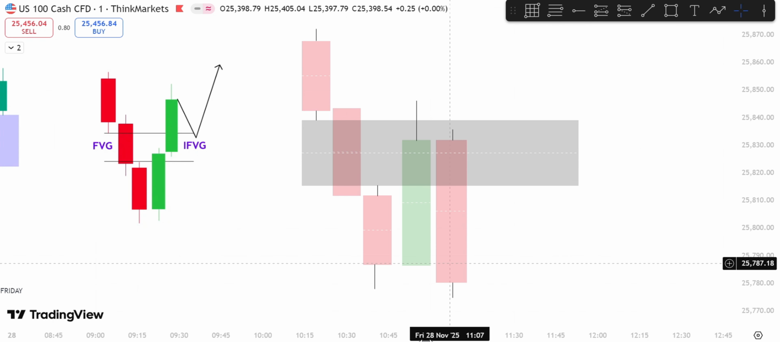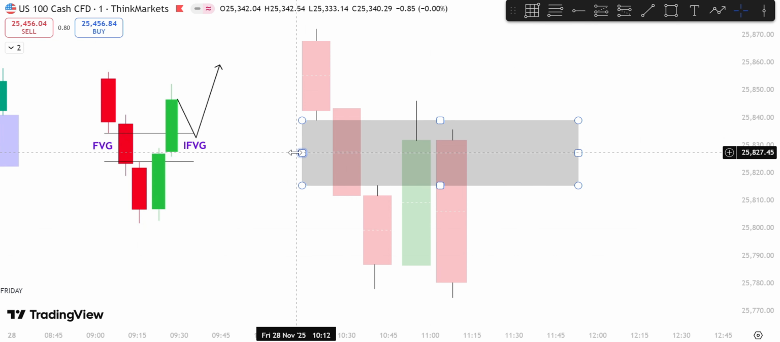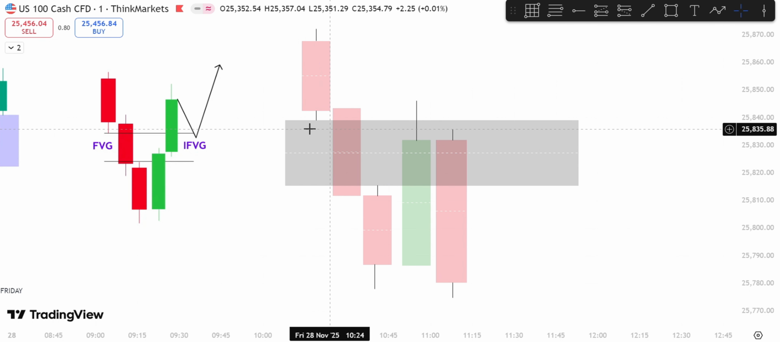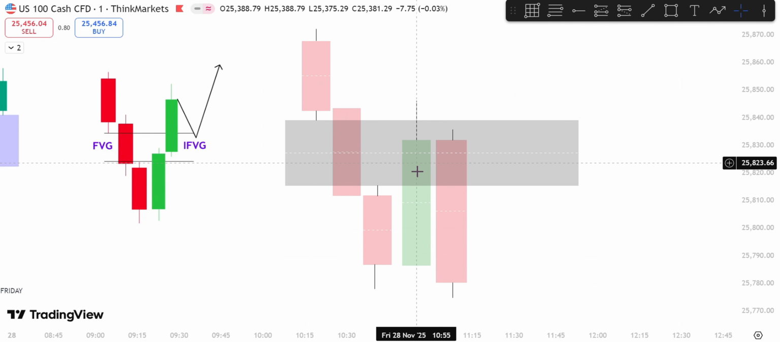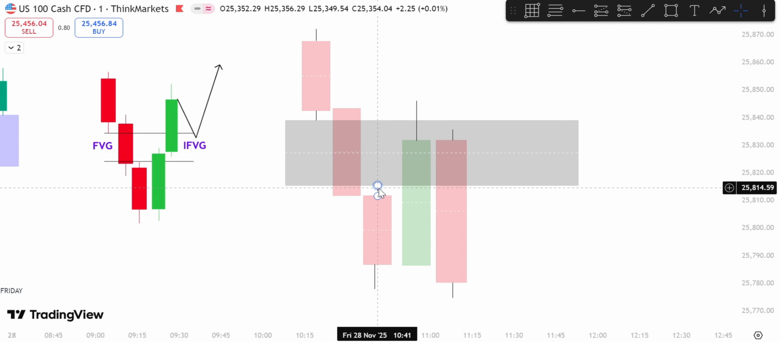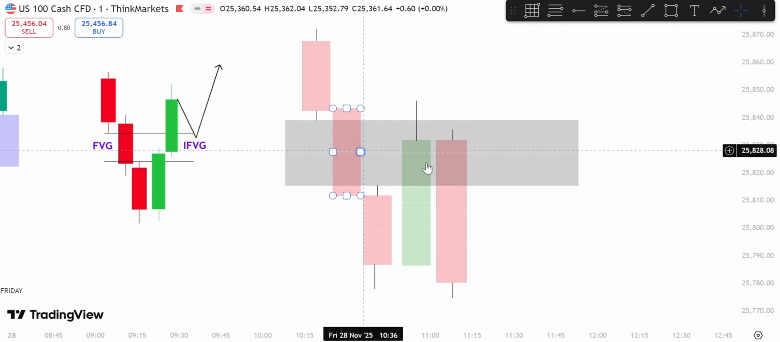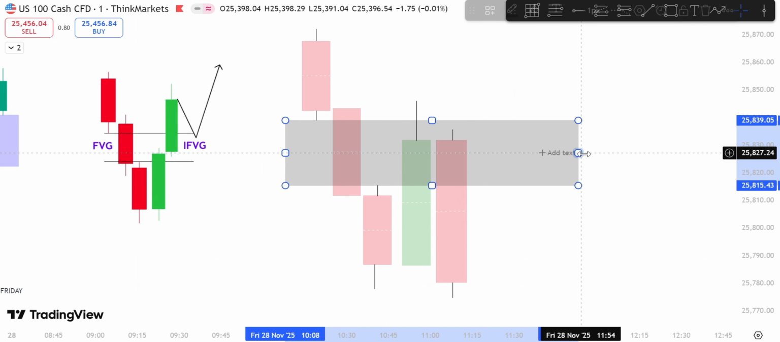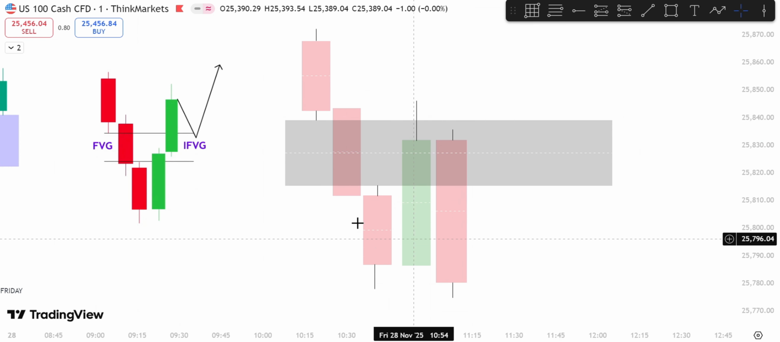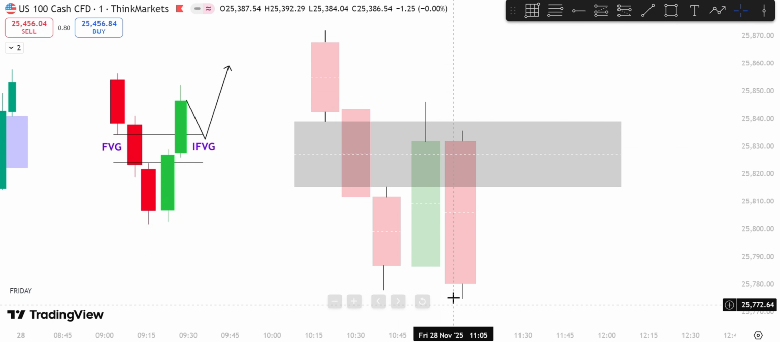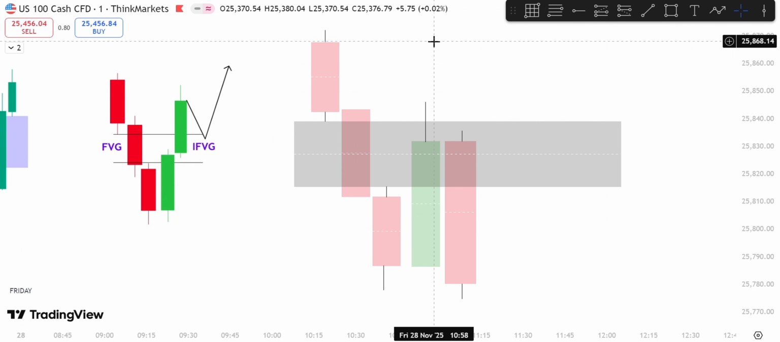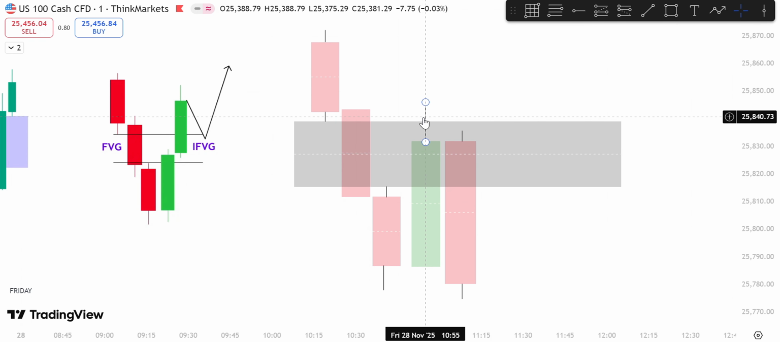So you can see right here, this is a bearish fair value gap, marked from the first candle's bottom wick to the third candle's top wick. That's good. You have this bearish fair value gap, and now this is not an inversion fair value gap. Although you had this bullish impulsive move, it did not fully close above this fair value gap.